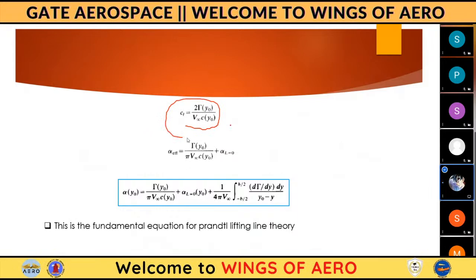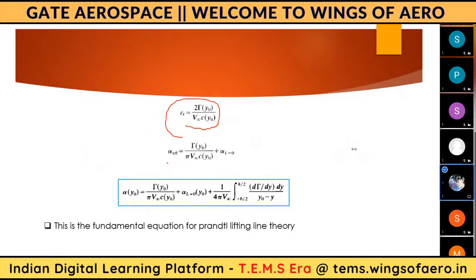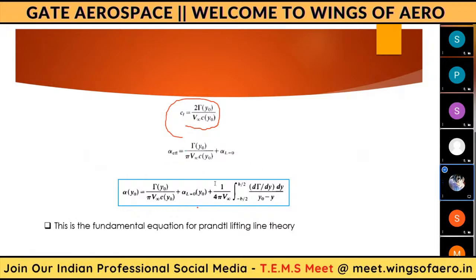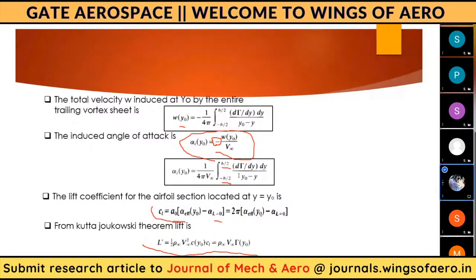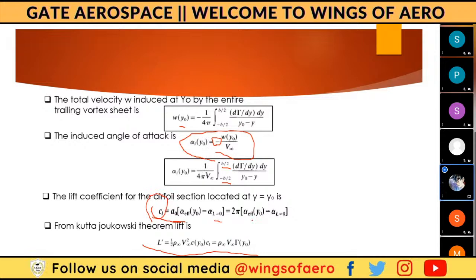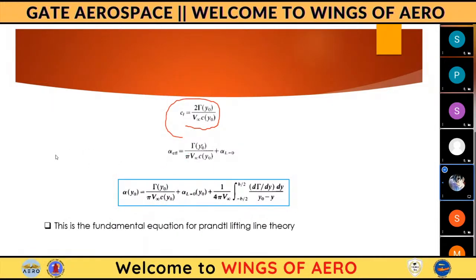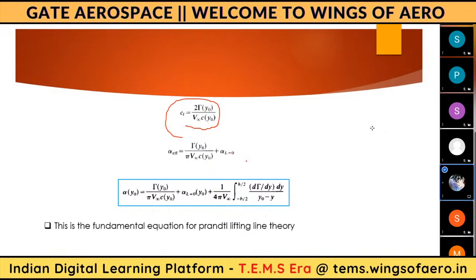This is from the cross multiplication and all we will get. So then you know that here we have the formula like this: CL equal to 2 pi into alpha effective of y naught minus alpha L equal to 0. So we found CL, and by substituting that, we can get this alpha effective of y naught. So alpha effective equal to gamma of y naught divided by pi v c of y naught plus alpha L equal to 0.